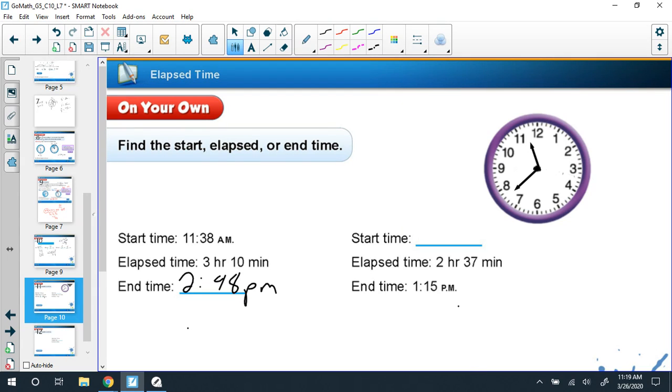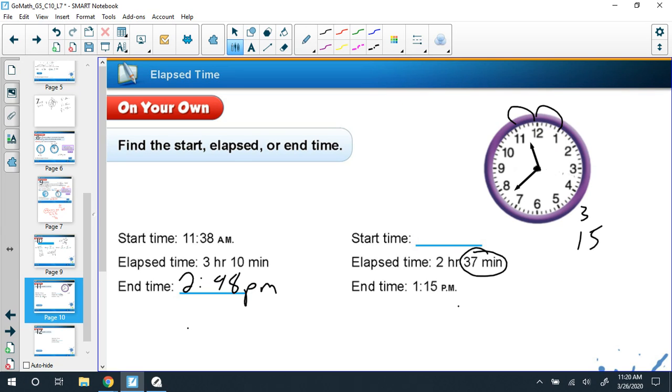So I'm going to do a very similar thing as to what I did in the last one. I'm going to say, well, if it's currently 1:15, an hour earlier, it is 12:15. An hour before that, it is 11:15. And now this part's going to get a little bit tricky because I have 15 minutes after, but I need to deal with 37 minutes before.